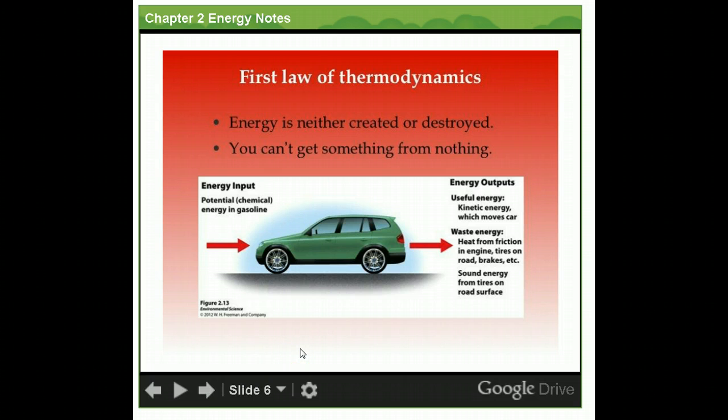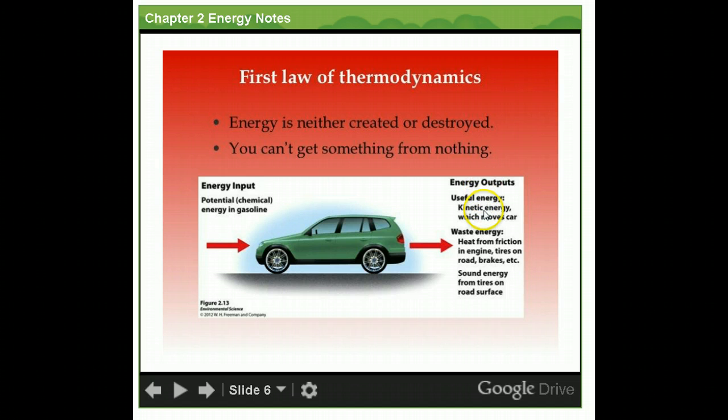So let's talk about the first law of thermodynamics. It says that energy cannot be created or destroyed. That sounds familiar. That sounds like the law of conservation of mass. And you can't get something from nothing. That means you can't move something without giving some energy to it. So for example, this car, when you put chemical energy in the form of gasoline, you're going to get all kinds of energy outputs. So we're putting gasoline in a car, which is an energy input. We're going to get a bunch of energy outputs.